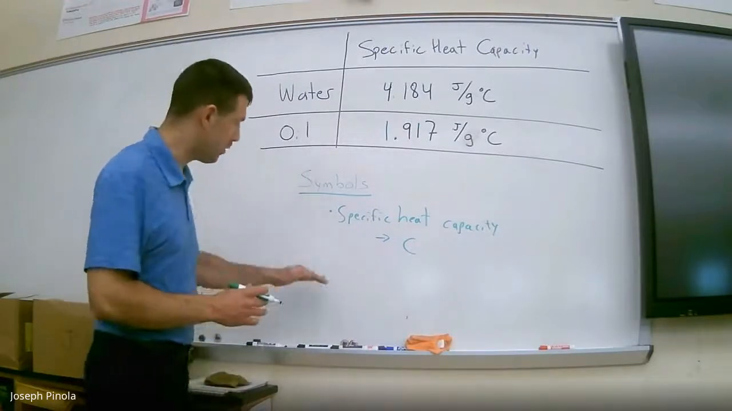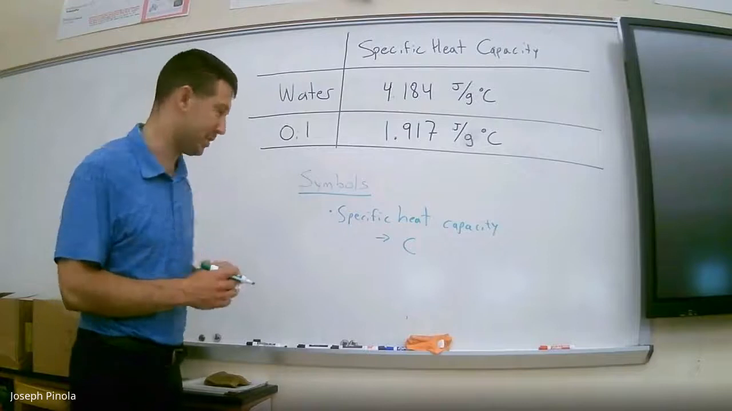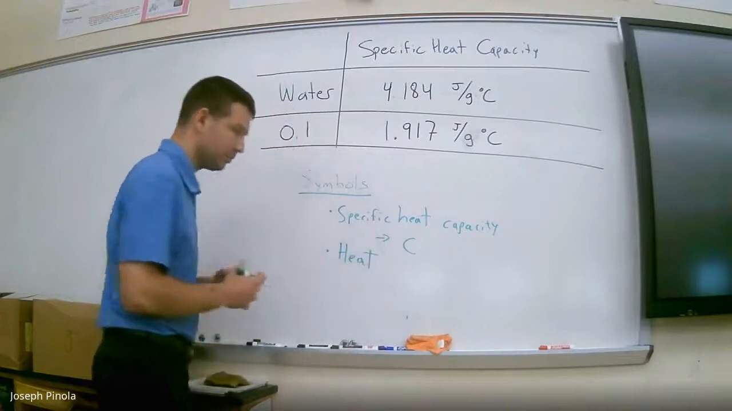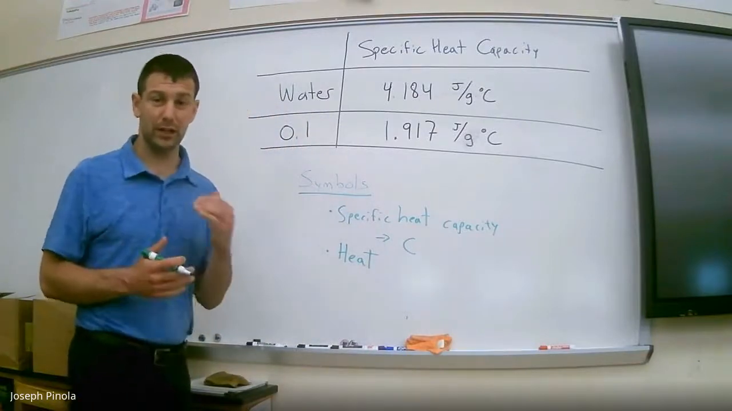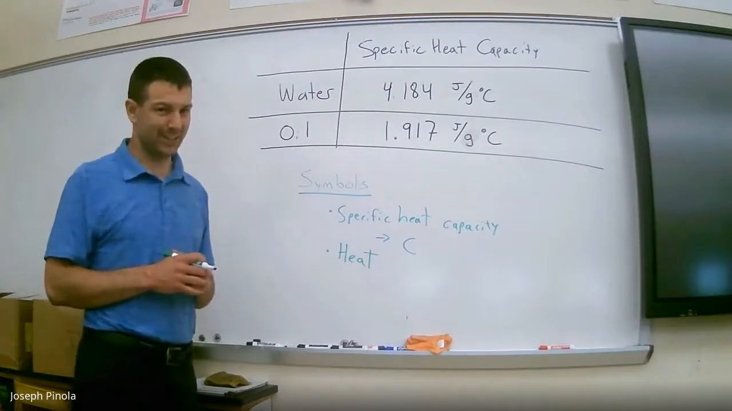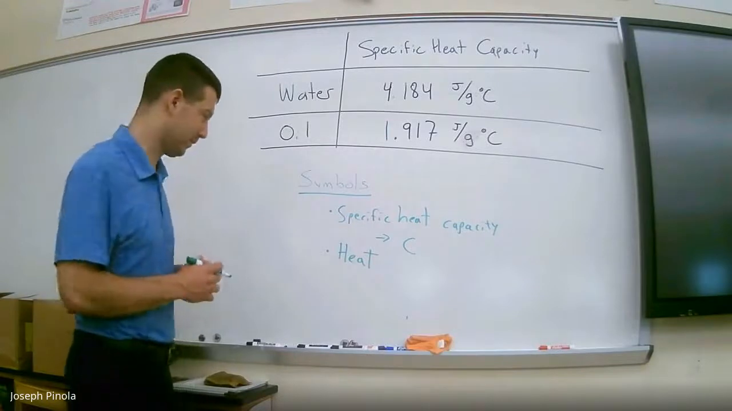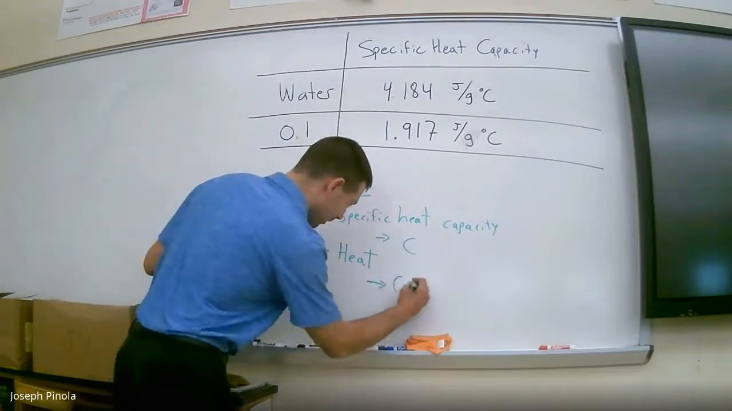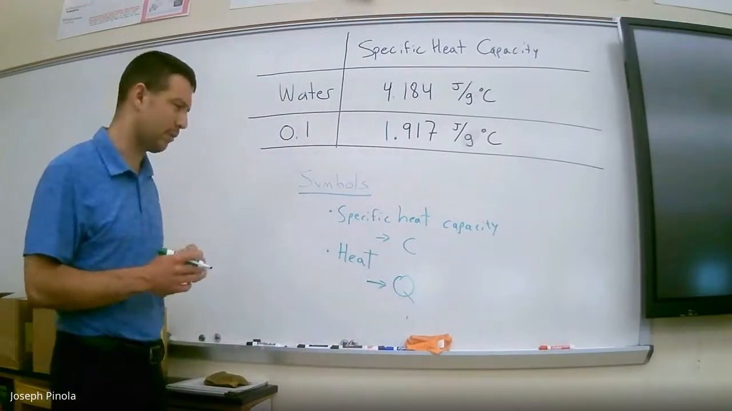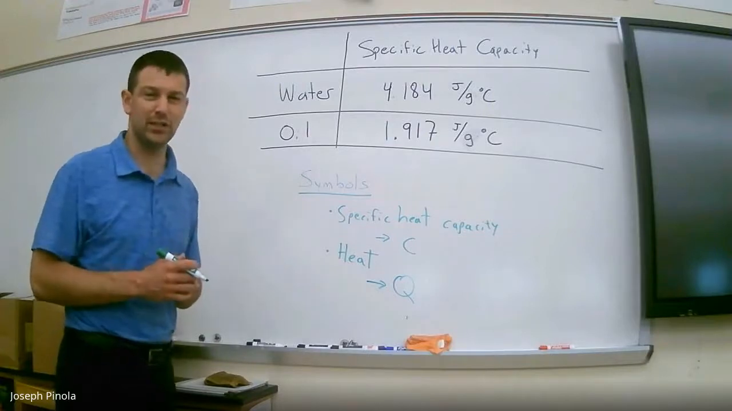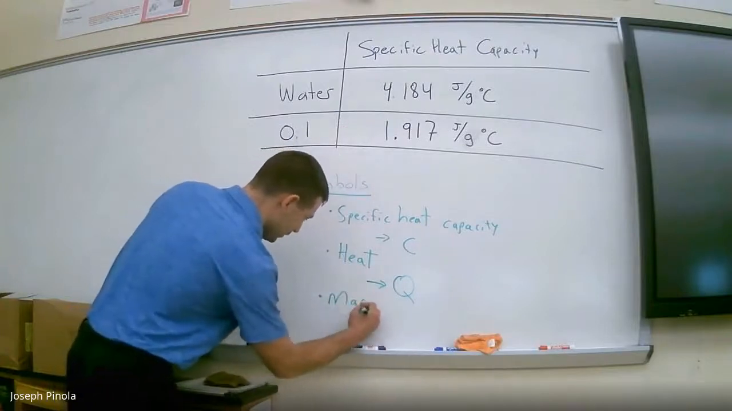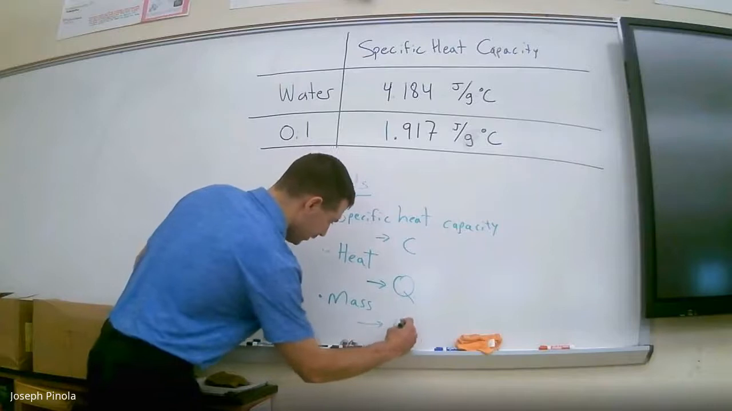We also noticed that there were two other factors that affected how something changed its temperature. One of those other factors was heat. If an object was exposed to a lot of heat, then it would change its temperature by a big amount. If an object was exposed to very little heat, then it would change its temperature by a small amount. Heat was given the symbol capital Q. Lastly, there was one other factor that we realized affected how much an object changed its temperature by. And that was mass, denoted by the symbol lowercase m.